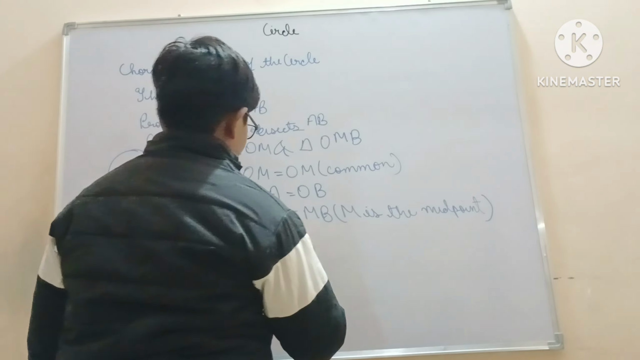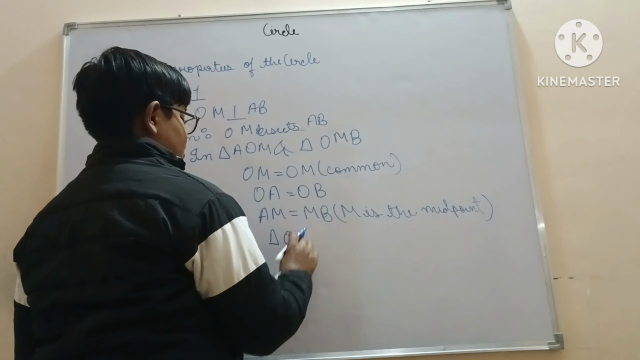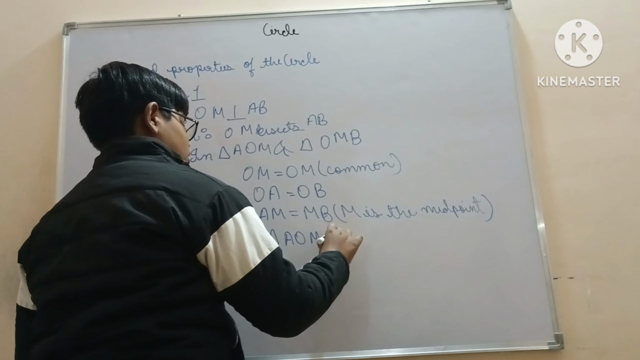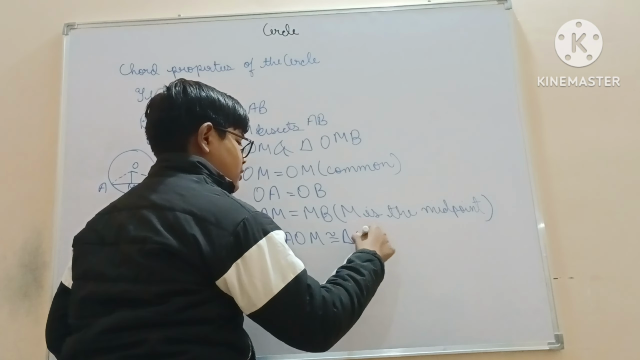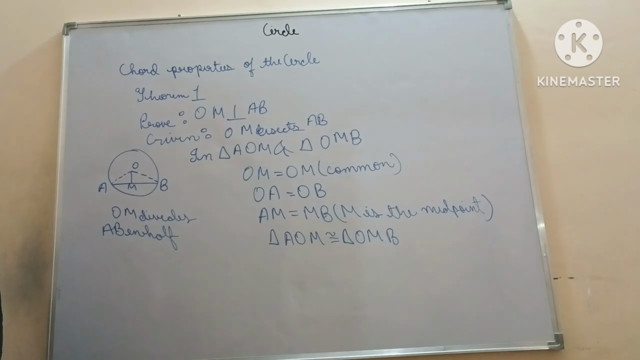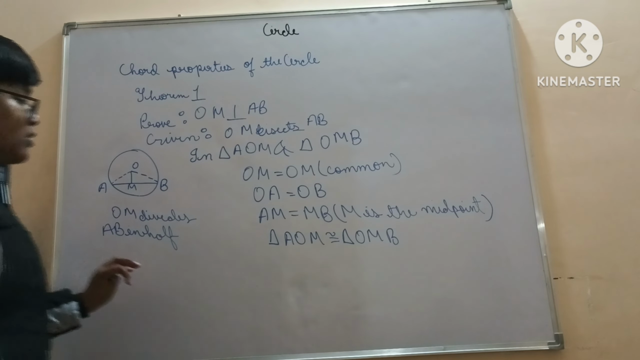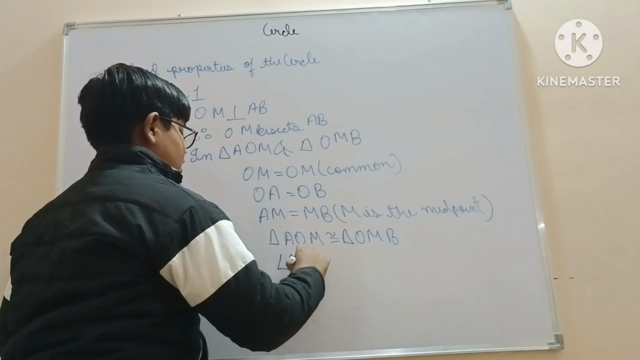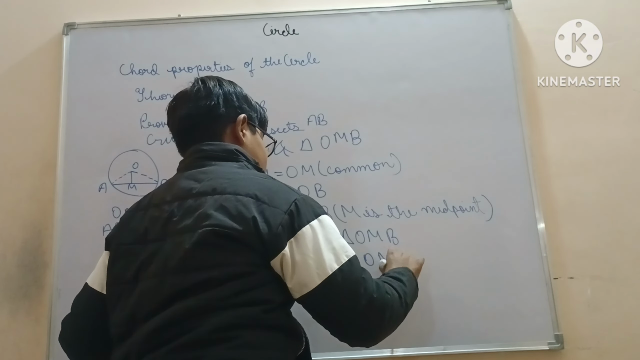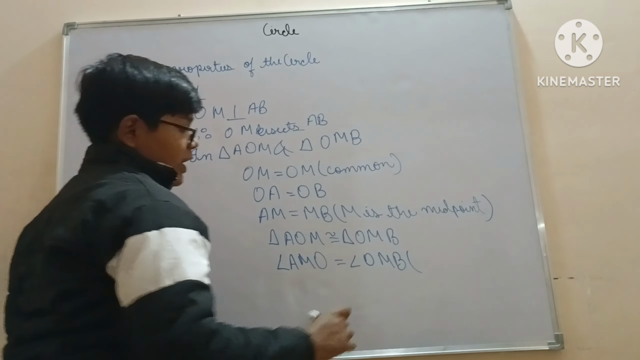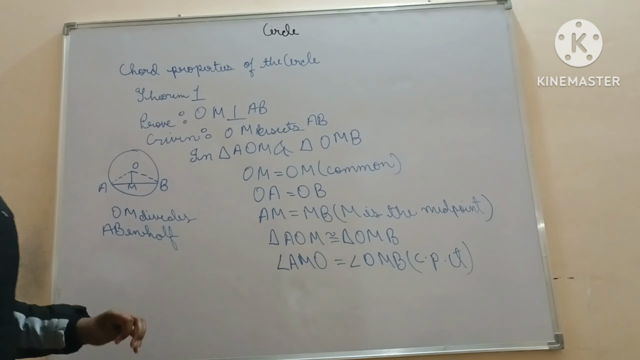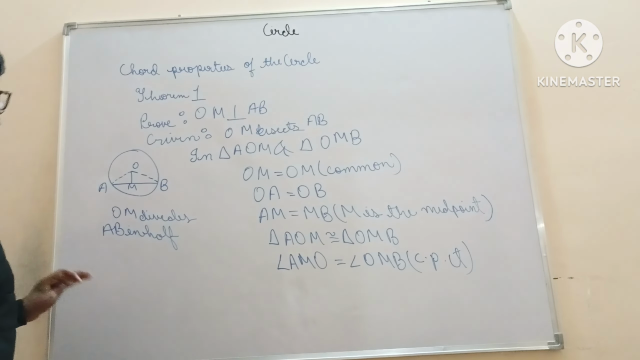Now we have proven that triangle AOM is congruent to triangle OMB. Now we can say that angle AMO is equal to angle OMB by similarity. So we can say that angle AMO is equal to angle OMB.